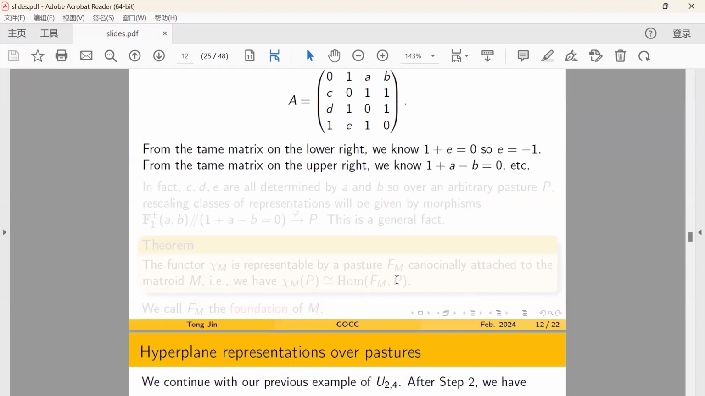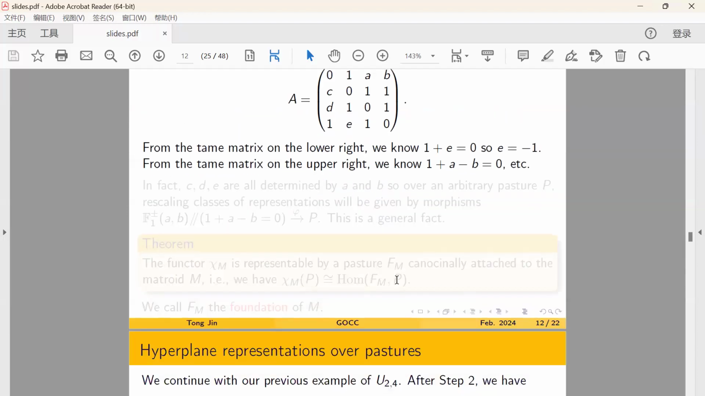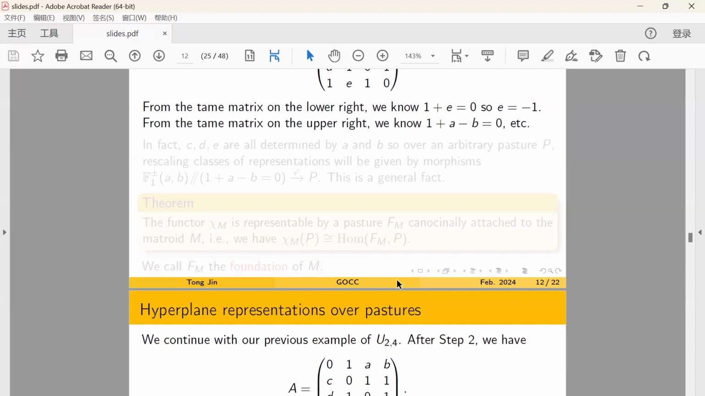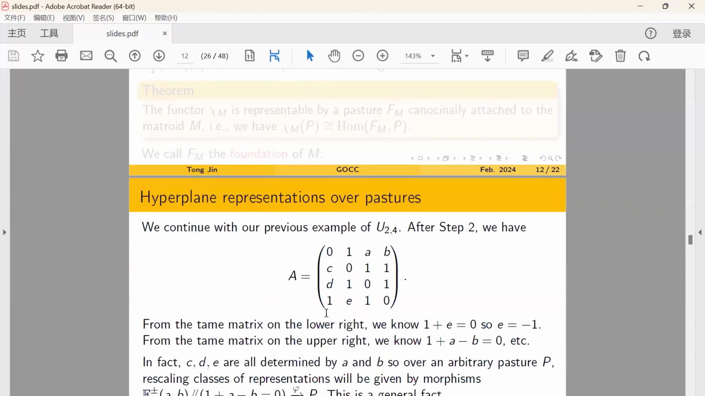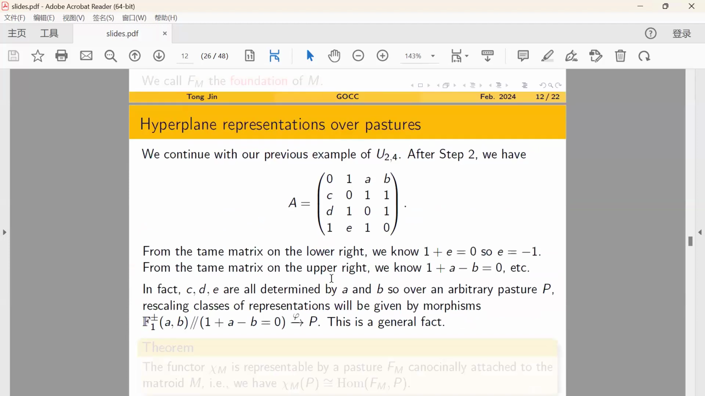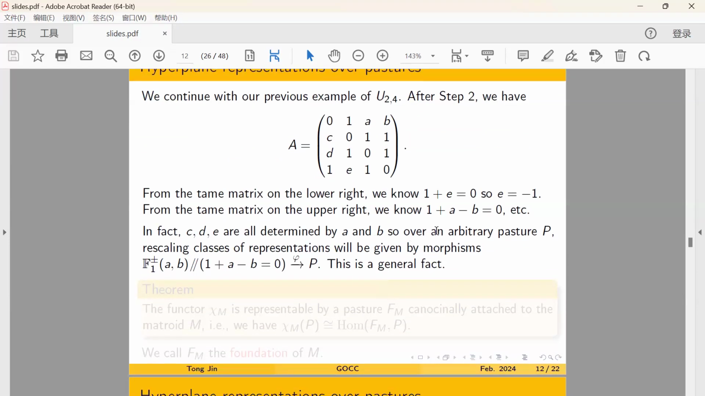And in fact, if you do all of the computation for all of the 3x3 TIM submatrices, then you can find out that the elements C, D, and E are all determined by A and B. So over an arbitrary pasture P, the rescaling classes of representations will be given by the morphisms from this particular pasture to P.